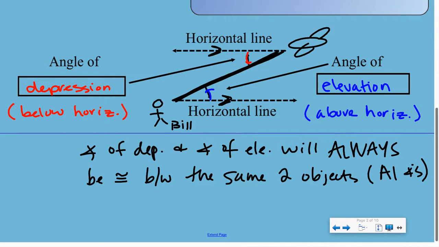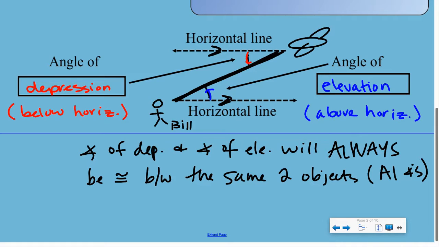So the angle of depression and the angle of elevation between the same two things, between Bill and the plane here, will have to be congruent to each other because they are alternate interior angles. If I was looking up at the flag, the angle of elevation from my eyes to the flag would be the same as the angle of depression from the flag down to my eyes. Okay, between the same two objects, those angles will be congruent.